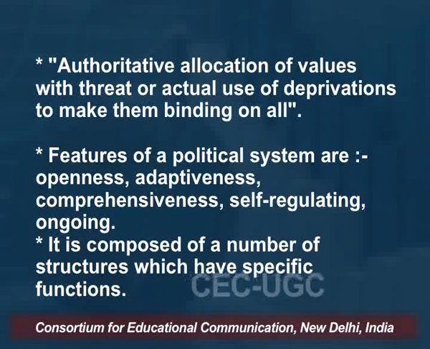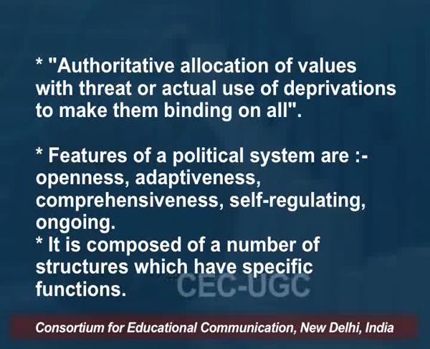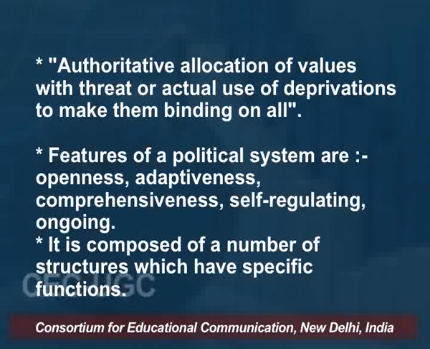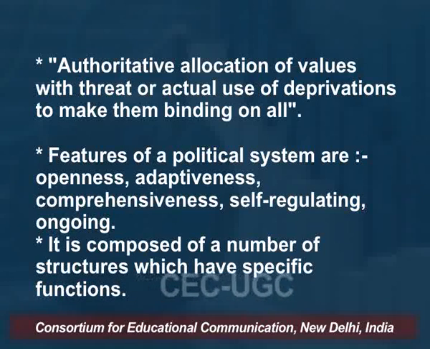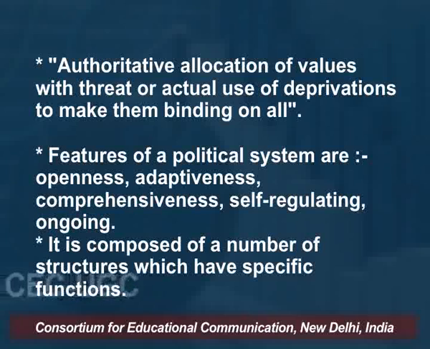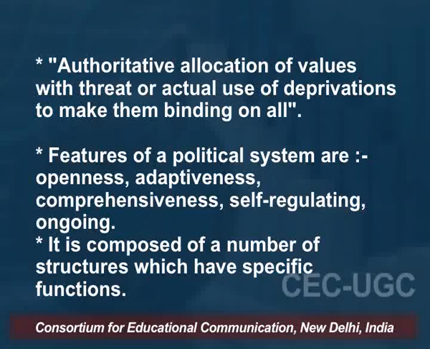Authoritative allocation of values, with threat or actual use of deprivations to make them binding, has been an important perspective with reference to the political system. So therefore the features of political system that we can take from the work of David Easton are openness, adaptiveness, comprehensive, self-regulating, ongoing. It is composed of a number of structures which have specific functions.